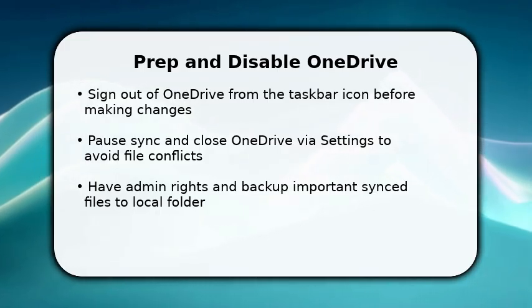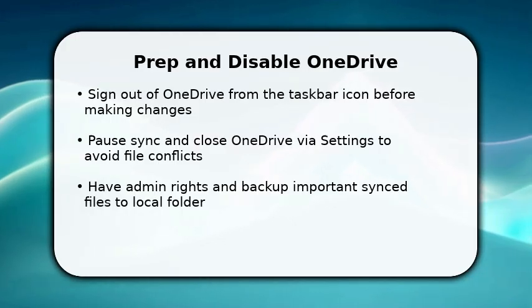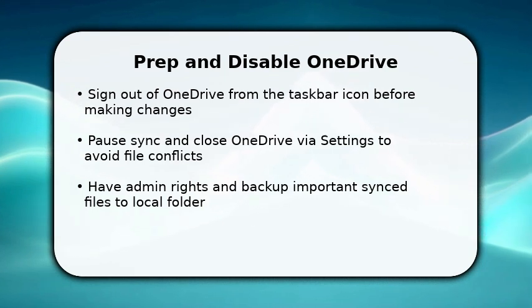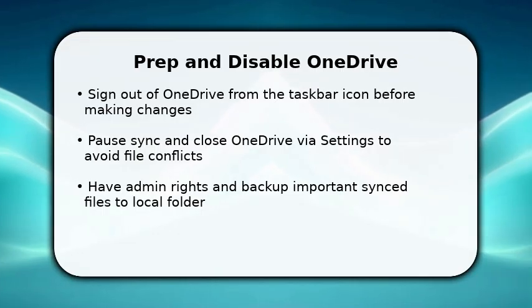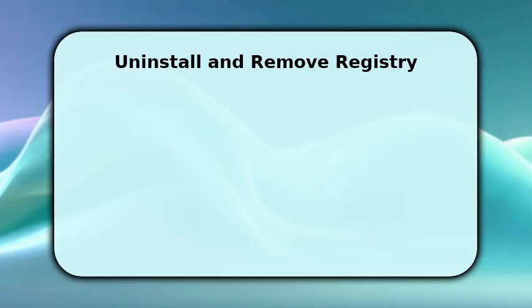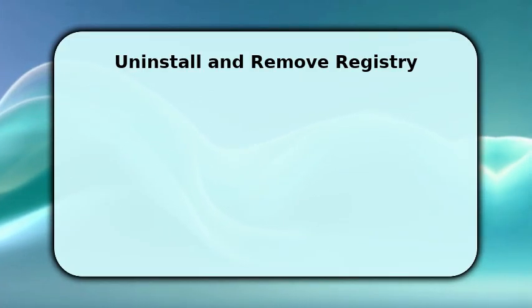This prevents accidental loss. If you need admin credentials to remove settings, get them now so the next steps run without interruption. You will remove the app and its leftovers. First, try Settings, Apps and Features, and uninstall Microsoft OneDrive. If that fails, run PowerShell as admin and use Get-AppxPackage *OneDrive* | Remove-AppxPackage.